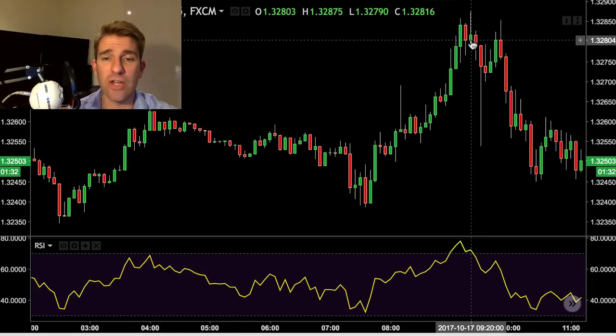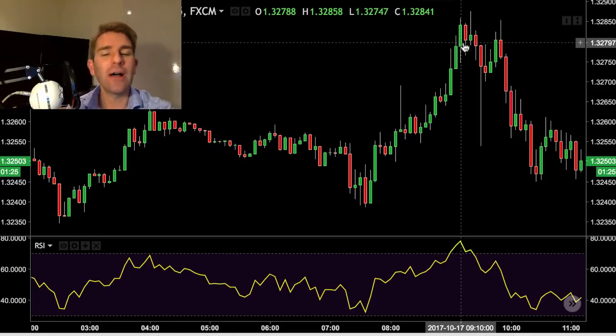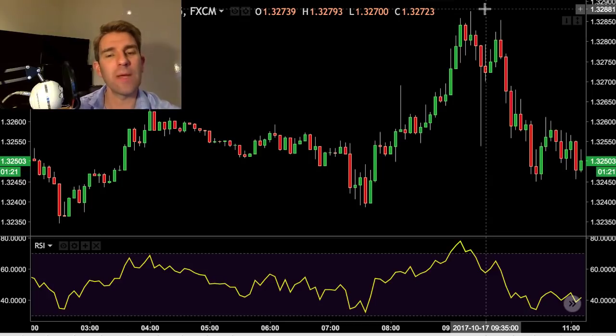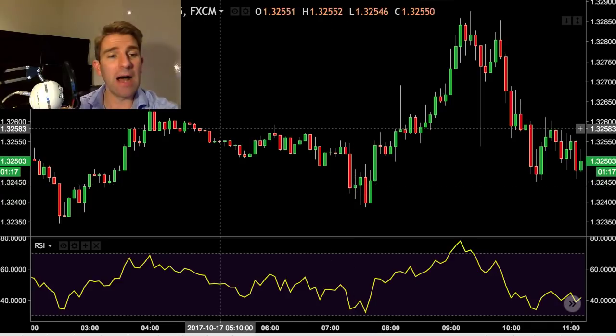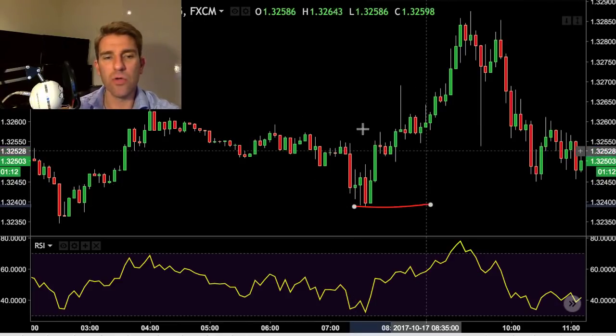So the entry here would be 132.81, or short below the break of the low. I think you can do either. Again, up to you. You probably want to have a stop above the high of that candle, 1 or 2 pips above the high of the candle in the short, and then your target. I think they said in the kind of criteria for this that you use 50% of the move.